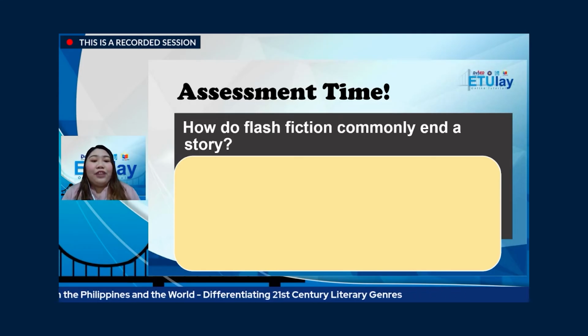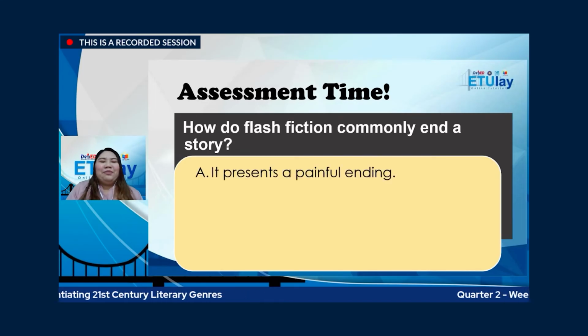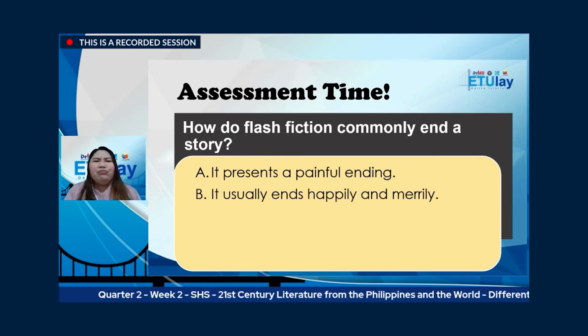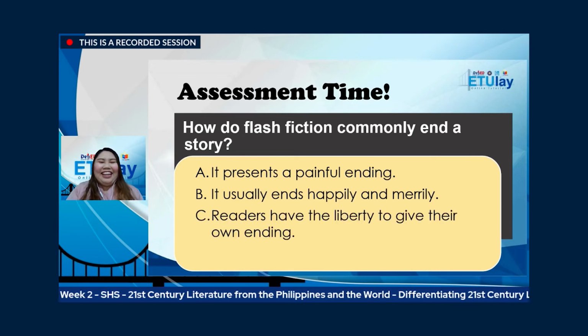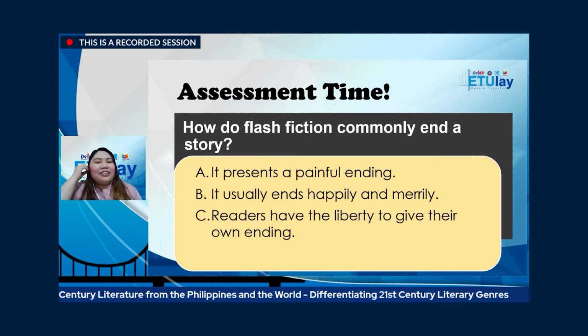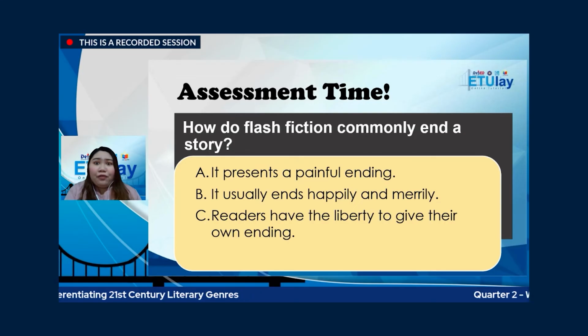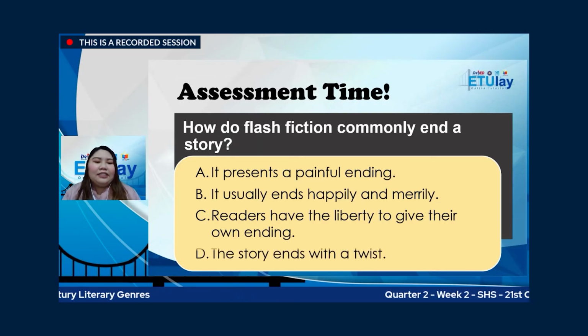So the next one. How do flash fiction commonly end a story? First, it presents a painful ending. Possible. B, it usually ends happily and merrily. Hmm, I don't know. Let's see. C, readers have the liberty or the freedom to give their own ending. Makes sense. Possible. If you're going through a literary analysis, yes. Or D, the story ends with a twist.